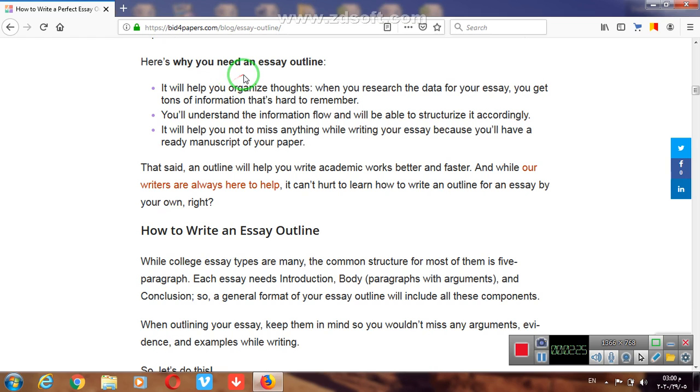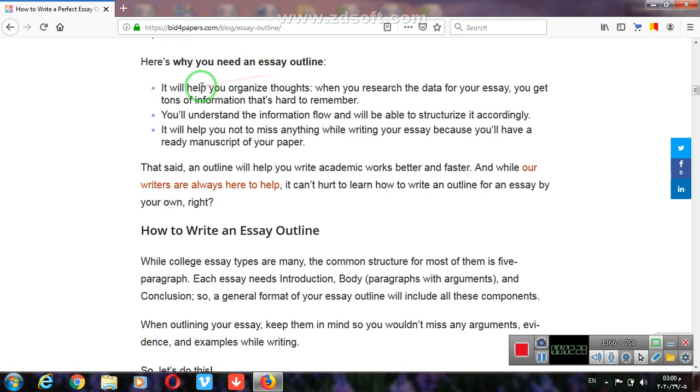Here's why you need an essay outline. It will help you organize parts. When you research the data for your essay, you get tons of information that's hard to remember. You will understand the information flow and will be able to structurize it accordingly. And it will help you not to miss anything while writing your essay because you will have a ready manuscript of your paper. An outline will help you write academic works better and faster.